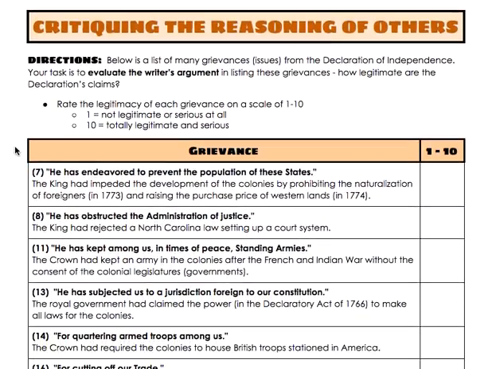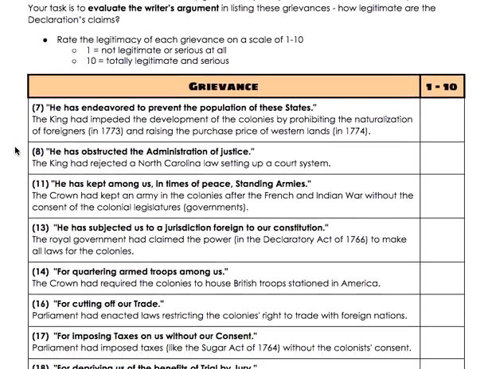Then the next one, critiquing the reasoning of others, here's where you're going to try to evaluate the legitimacy of the writer's arguments. So all of these statements that they're upset about, how legitimate are they? For each one, you're going to rate its legitimacy on a scale of 1 to 10. So a 1 would be it's really not legitimate or serious at all. The colonists really don't have a right to be upset about this issue. Then you would put a 1 or a 2, something like that in this column.